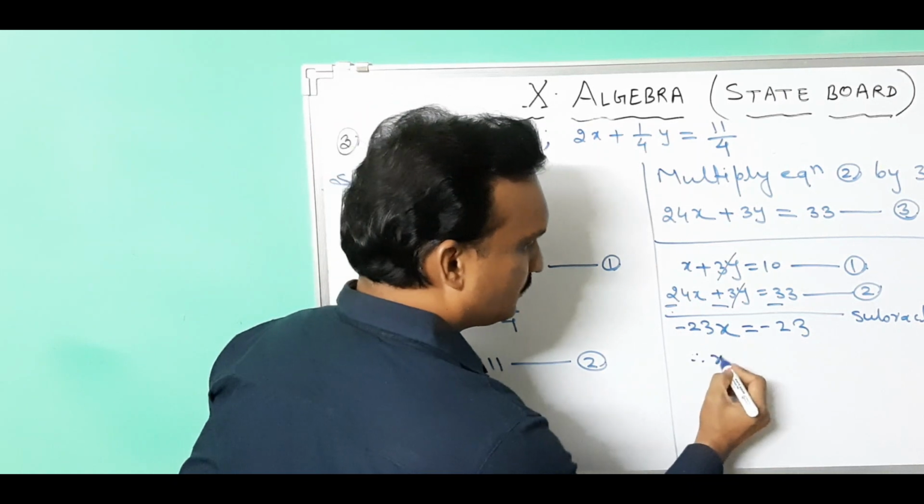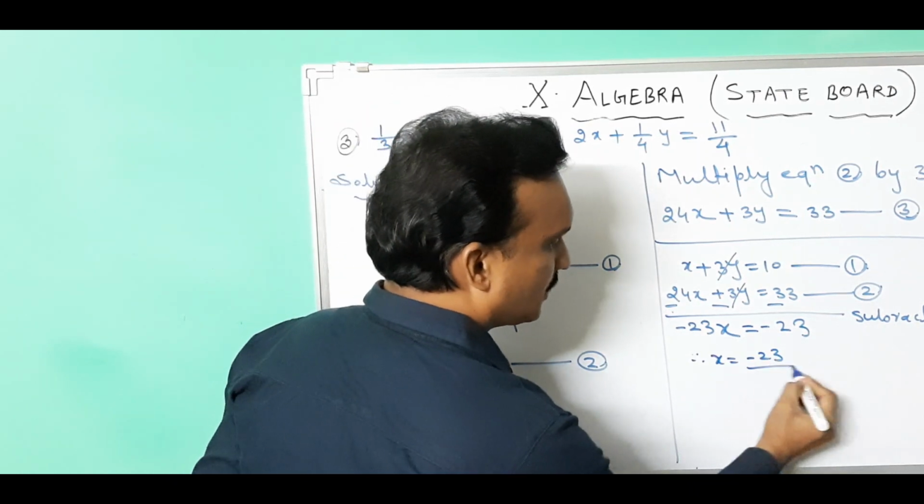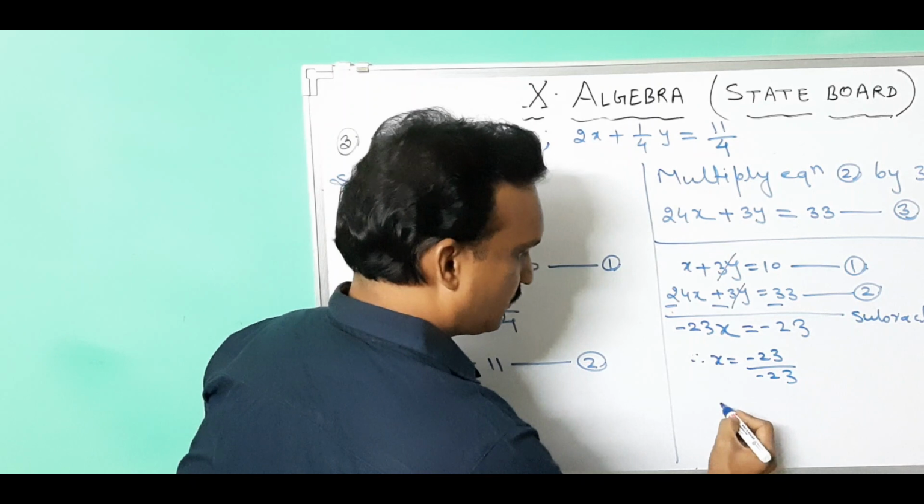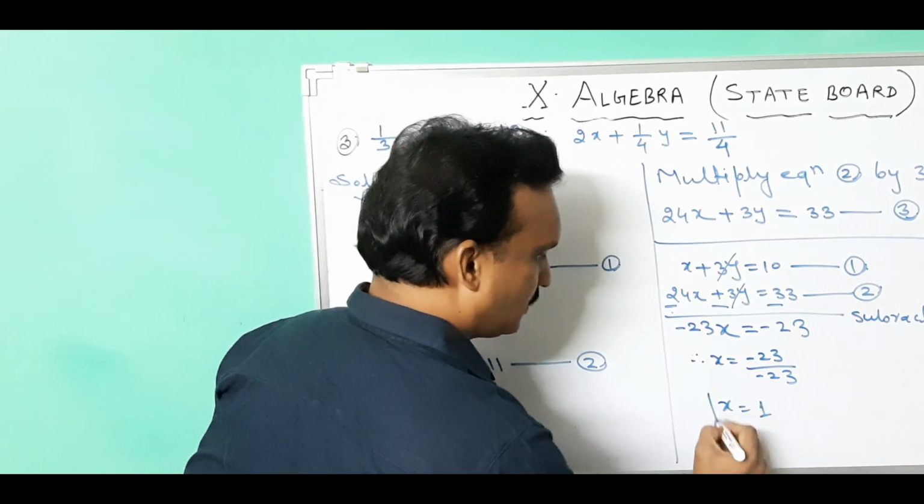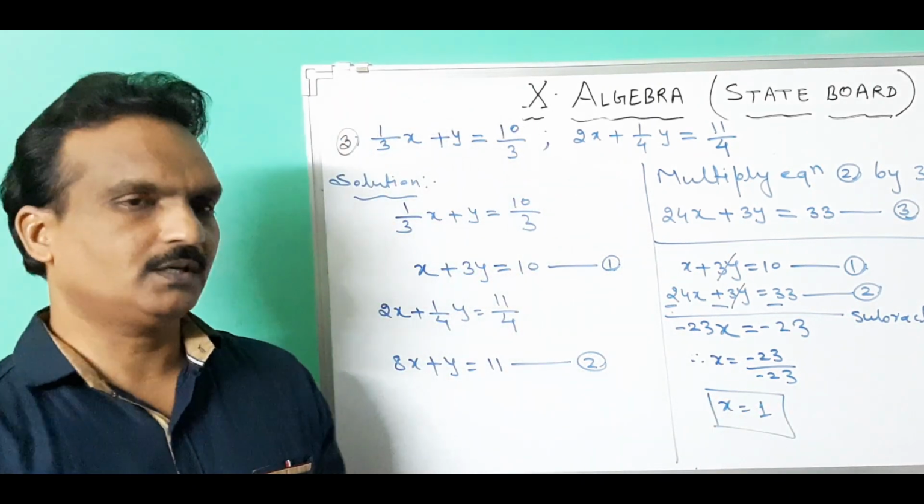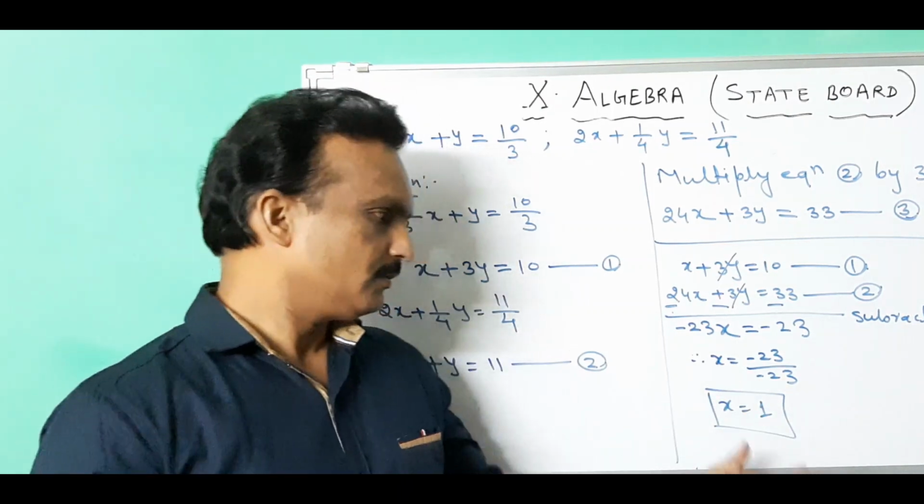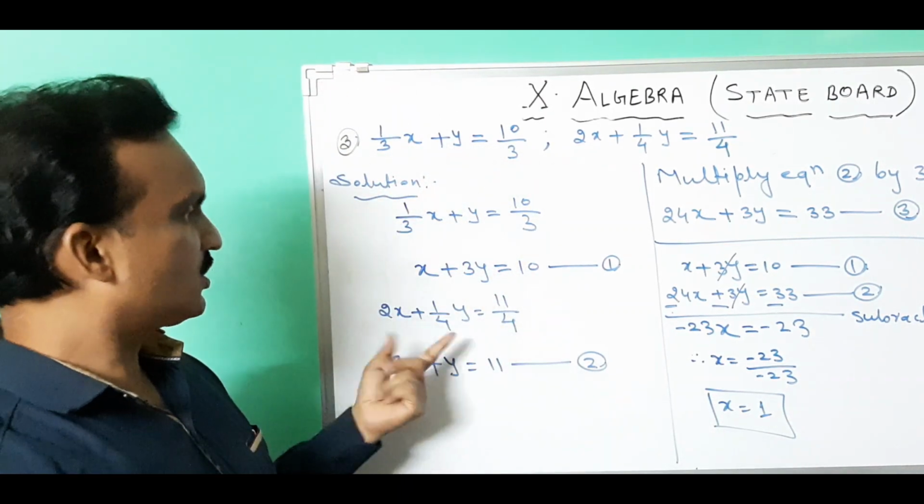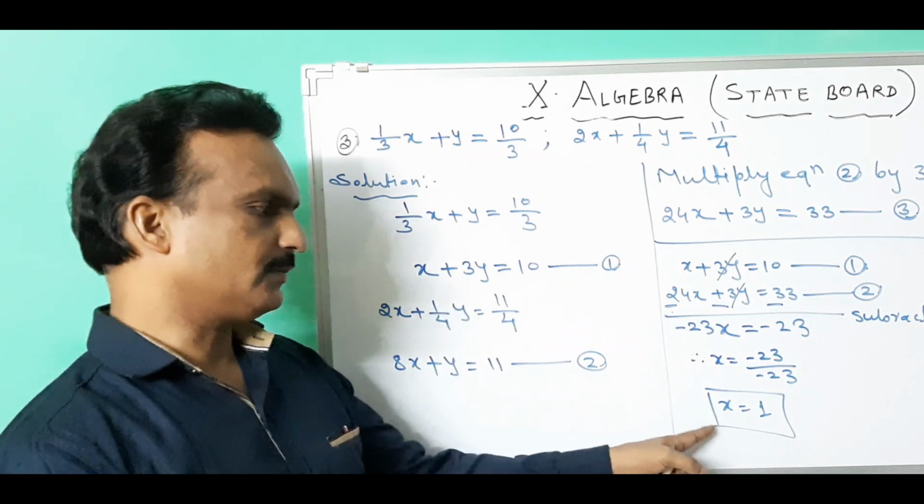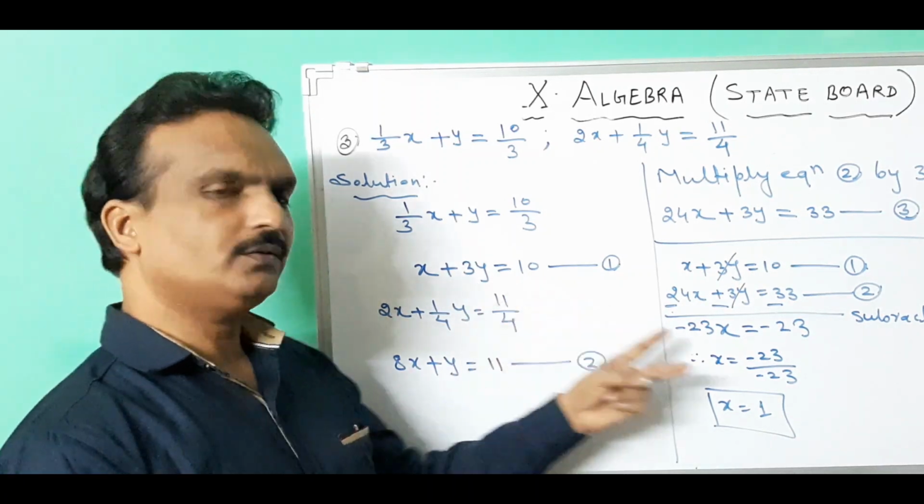x is equal to minus 23 upon minus 23, that is x equal to 1. You got the value of x. After this you can solve. Put x equal to 1 in equation number 1. So after putting this value you will get the value of y.